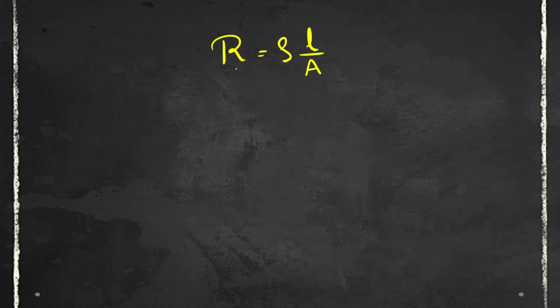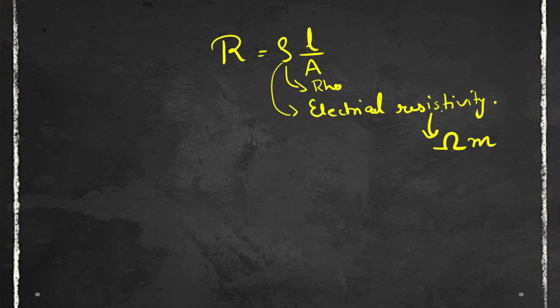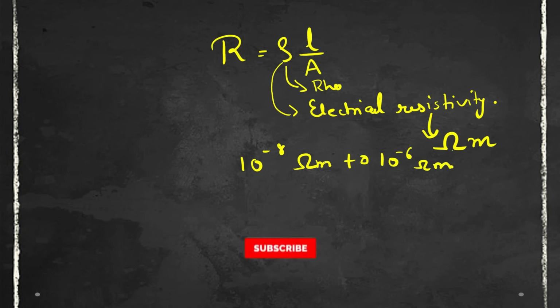So R is equal to rho L by A, and rho is a constant of proportionality, also known as electrical resistivity. The SI unit of resistivity is ohm meter, and it is a characteristic property of a material. Metals and alloys have very low resistivity, in the range of 10 raised to minus 8 ohm meter to 10 raised to minus 6 ohm meter.